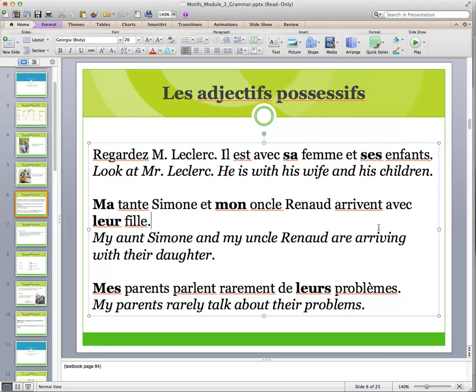Ma tante Simone et mon oncle Renaud arrivent avec leur fille. My aunt Simone and my uncle Renaud are arriving with their daughter. Mes parents parlent rarement de leurs problèmes. My parents rarely talk about their problems. Parents is plural, my is plural. Problems is plural, their is plural.